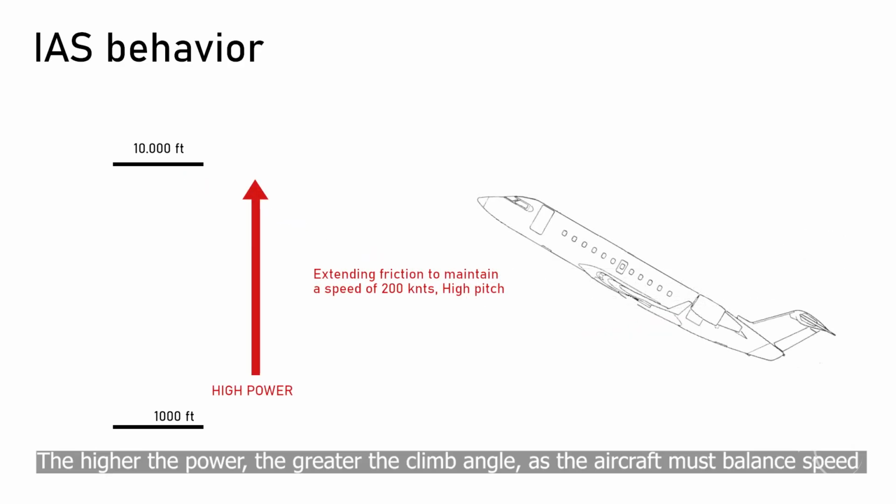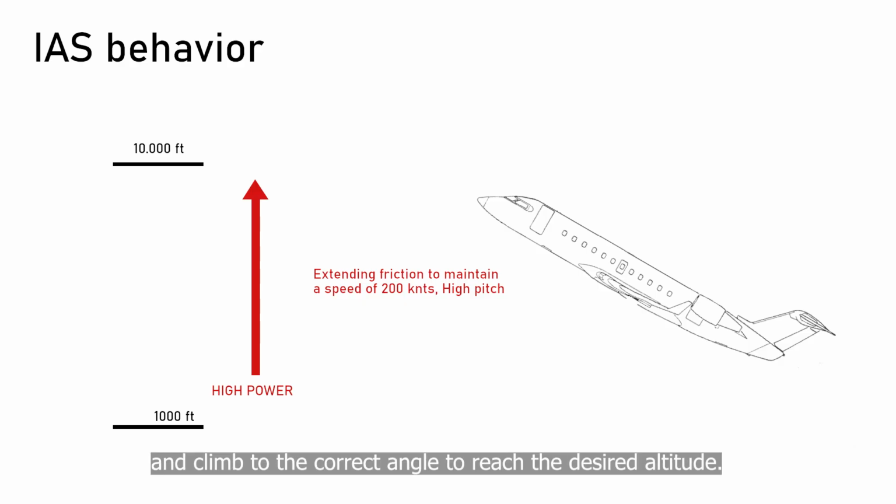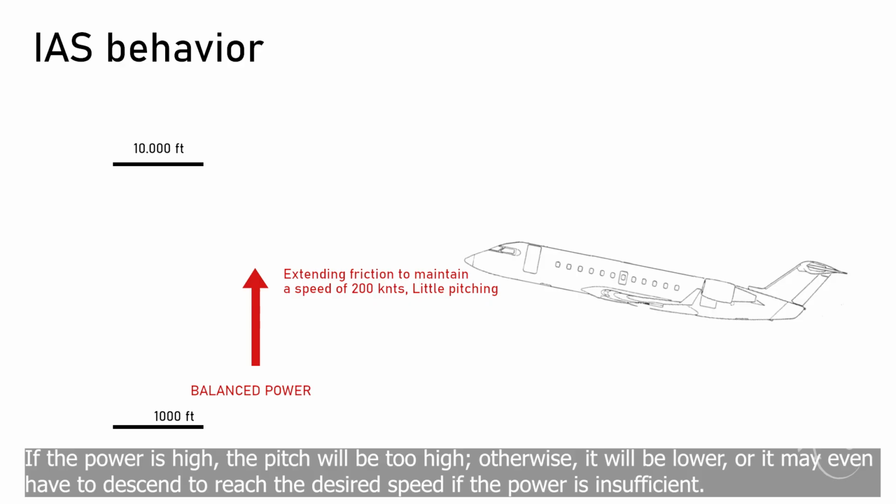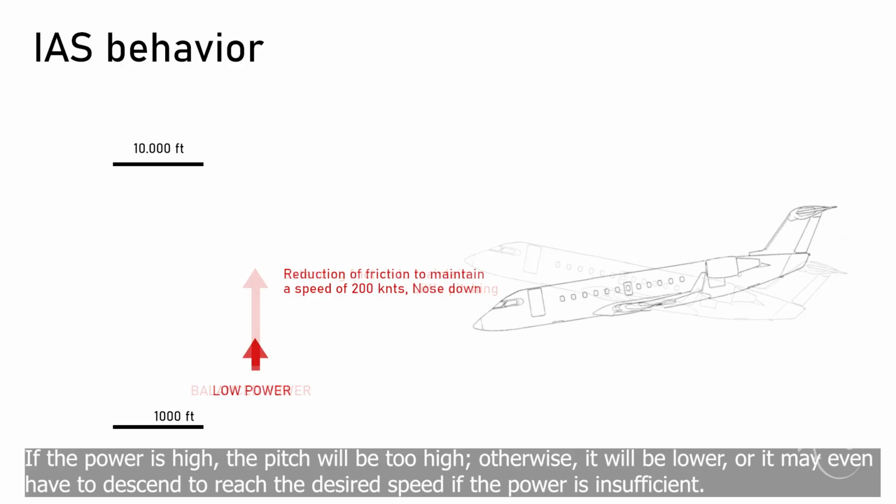The higher the power, the greater the climb angle, as the aircraft must balance speed and climb to the correct angle to reach the desired altitude. If the power is high, the pitch will be too high. Otherwise, it will be lower, or it may even have to descend to reach the desired speed if the power is insufficient.